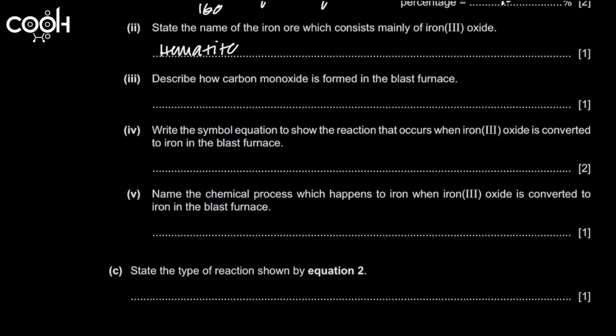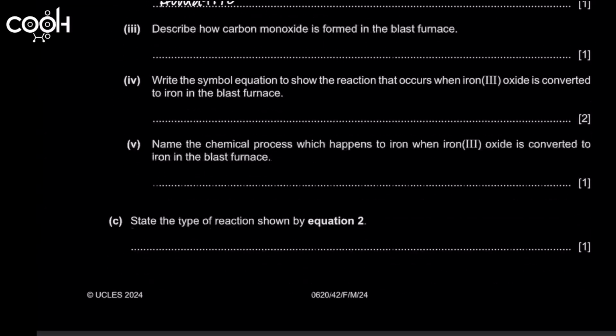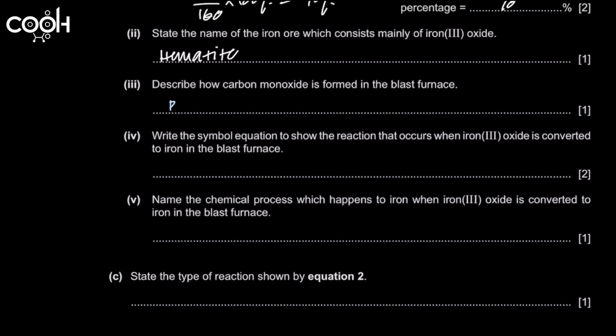Describe how carbon monoxide is formed in the blast furnace. How is carbon monoxide formed? Right here, carbon dioxide is reduced by coke to form carbon monoxide, right? So how do we say it? We say by the reduction of carbon dioxide. And how is carbon dioxide reduced? By coke, right? So by the reduction of carbon dioxide by coke.